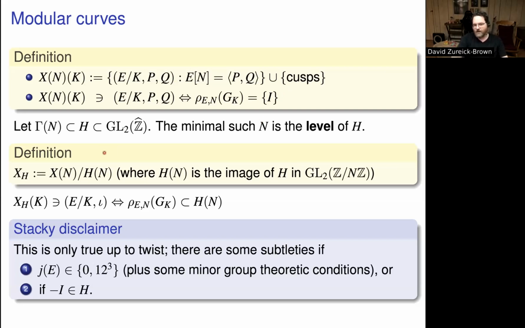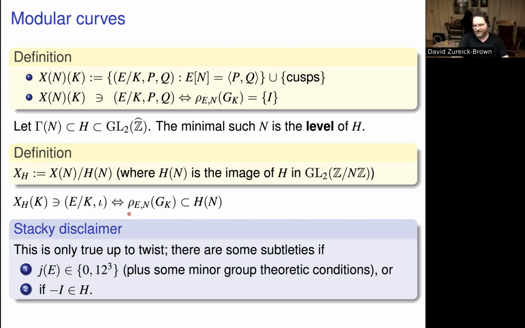And you can cook up in several ways a modular curve X_H that works as follows. So if I have an open subgroup of GL2(Z-hat), I'll define its level to be the minimal n for which Γ(n) is a subgroup of H. So it's kind of H is determined by some finite subgroup and then taking its preimage. And we can define the modular curve X_H to be the quotient of X(n) by H(n). And roughly, this parameterizes what you think it does.